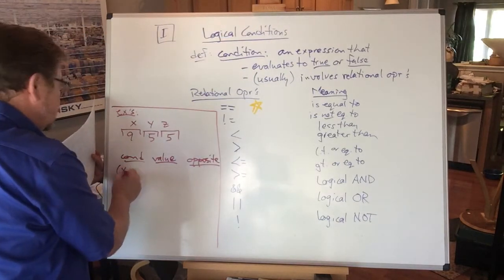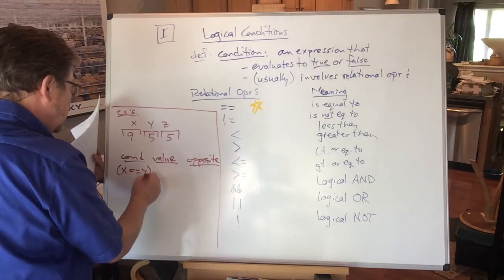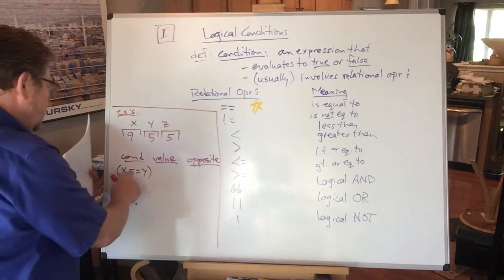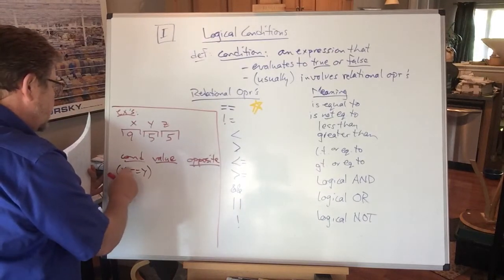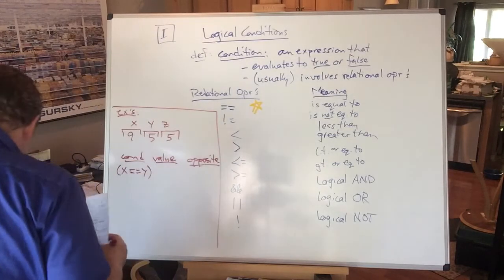What about this one? Well, x double equals y. Let's look and see. Is it true that x is exactly equal to y? Oh, I'm having so much trouble. You know what? This table's in the way.